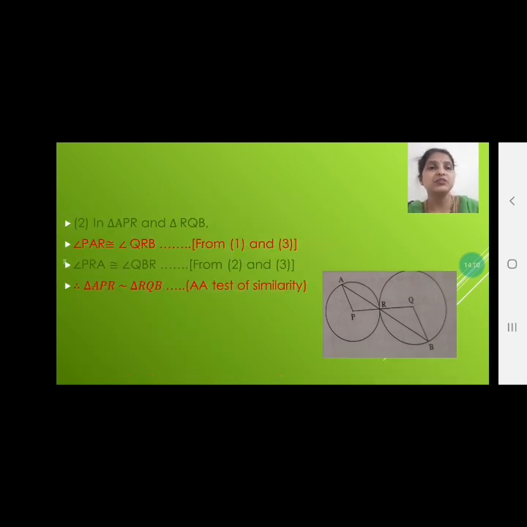Okay, now we start with the next topic, the next problem, where we have to show that these two triangles are similar. Now we have proved that angle PAR is equal to angle RBQ, alternate angles, from equations 1 and 3 you can say. Then angle PRA is equal to angle BRQ from 2 and 3. Now here these two angles are equal, so these two triangles will be similar by the AA test of similarity.